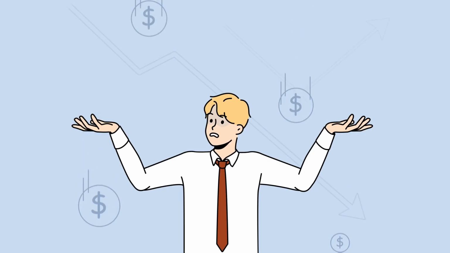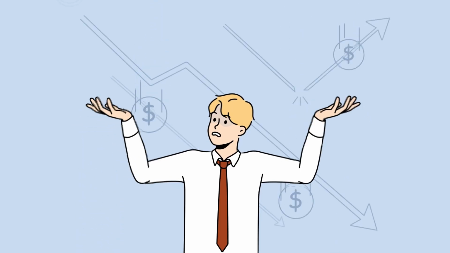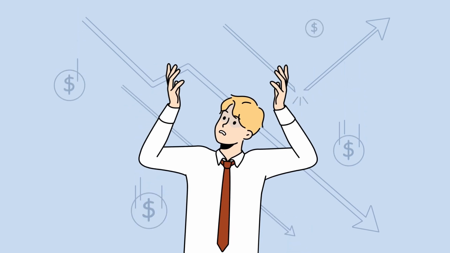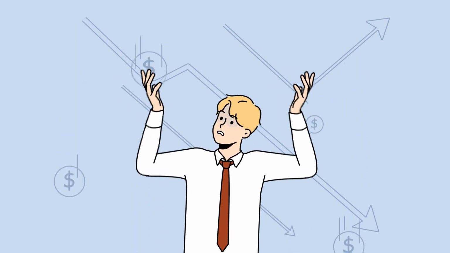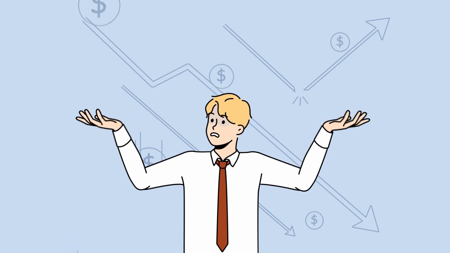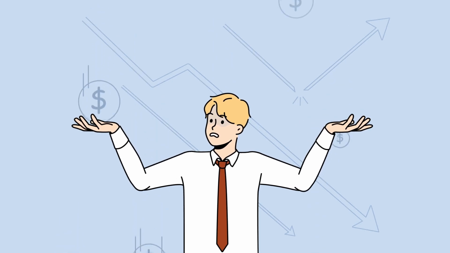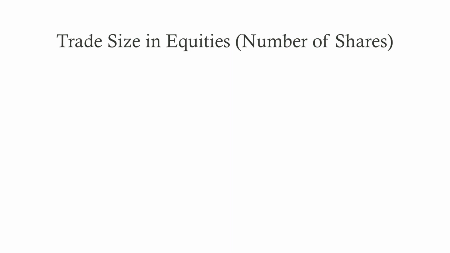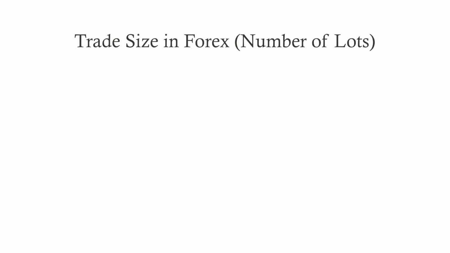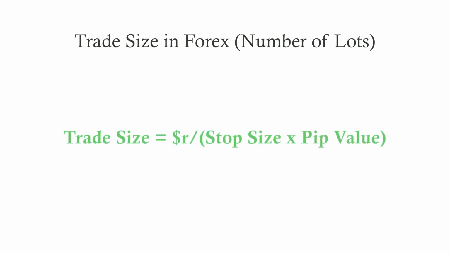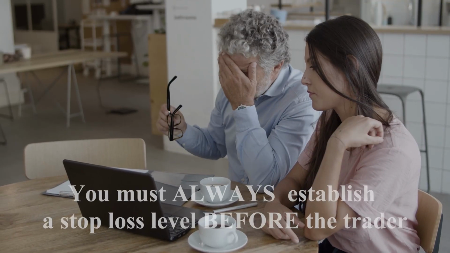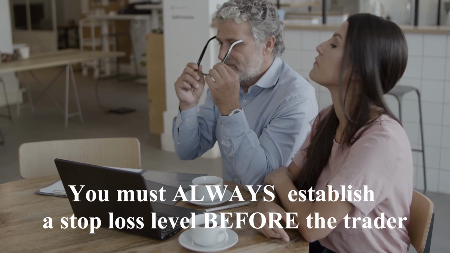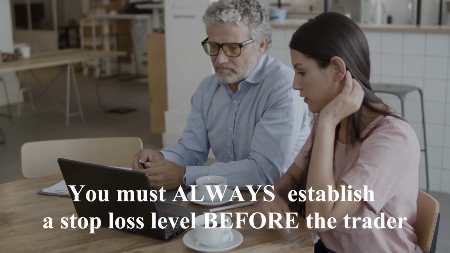Size is the number of shares, lots, or contracts to trade so that the stop size represents the chosen dollar risk. This is actually simpler than it sounds. You can find the trade size following very simple formulas. For equities, the trade size is equal to the dollar risk divided by the stop size. In Forex, the trade size is equal to the dollar risk divided by the stop size times the pip value. Notice that you cannot calculate the trade size properly without knowing the stop size, which implies that you cannot trade properly without a stop loss.